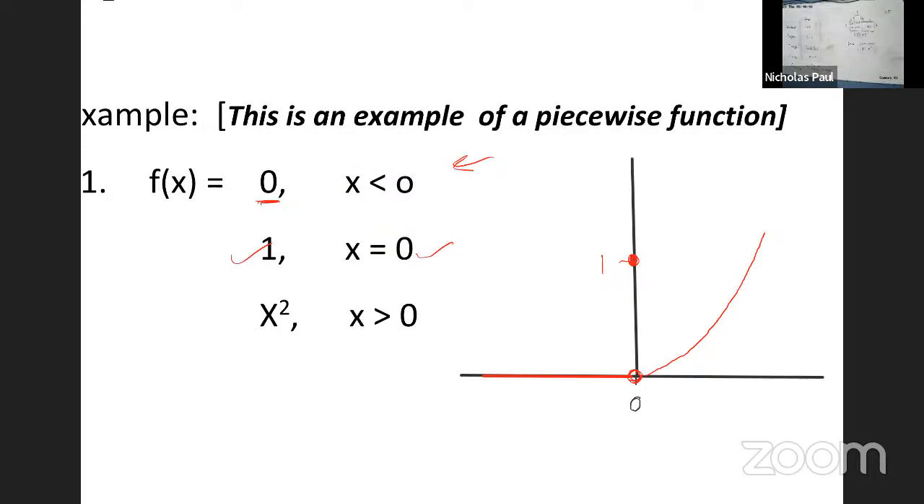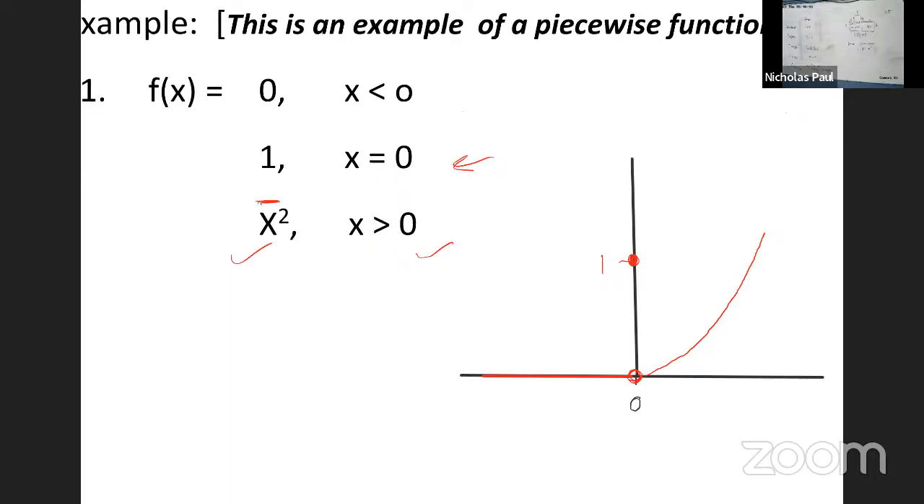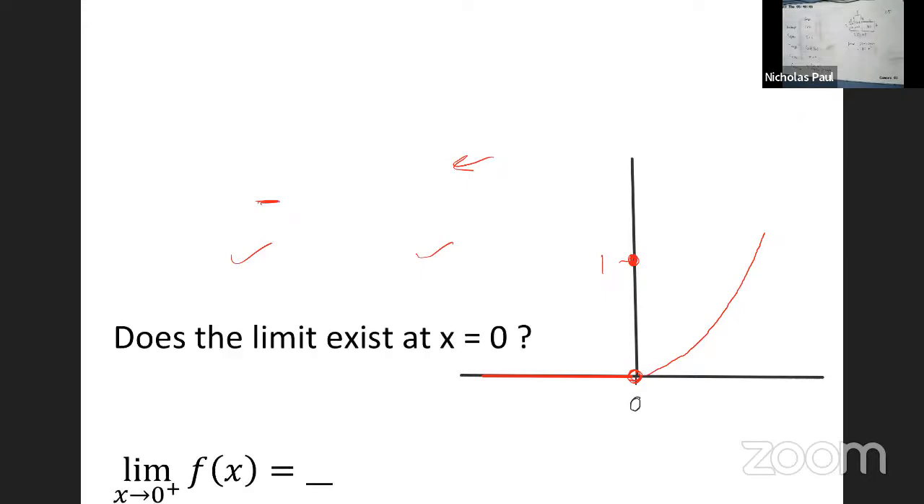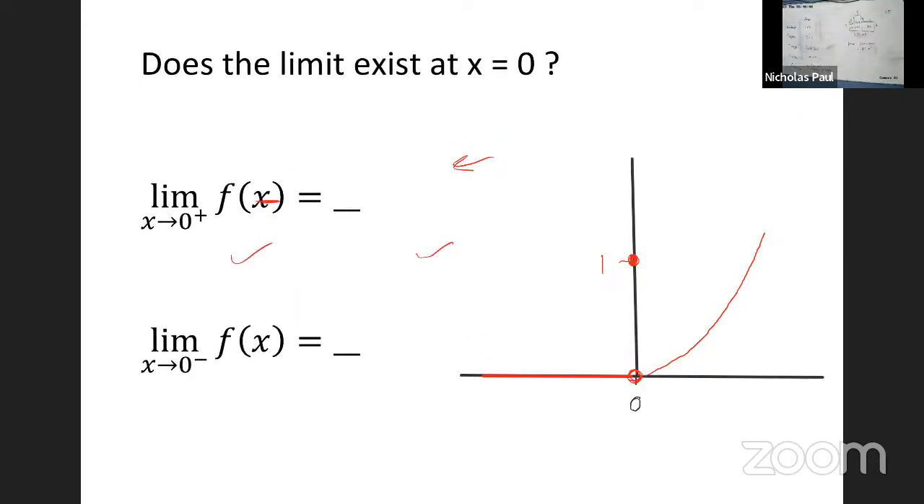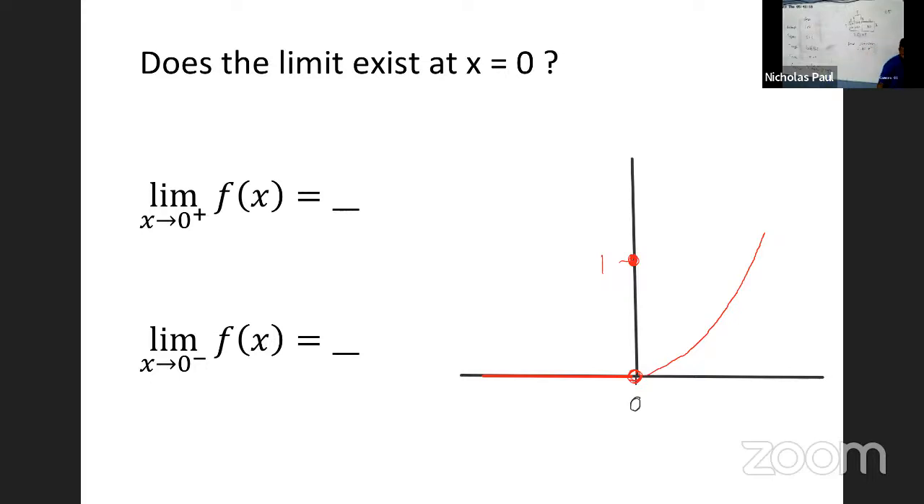All right, let's go to the next part. The next part looks like this. Does the limit exist at x equal to 0? Work it out, tell me what you think. If the limit exists, tell me what's the value.